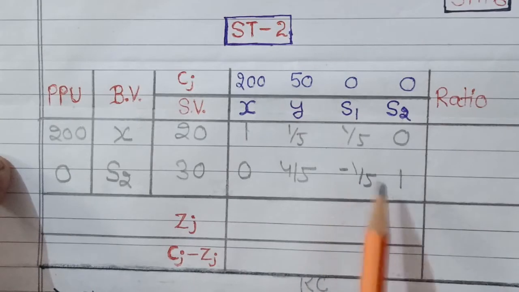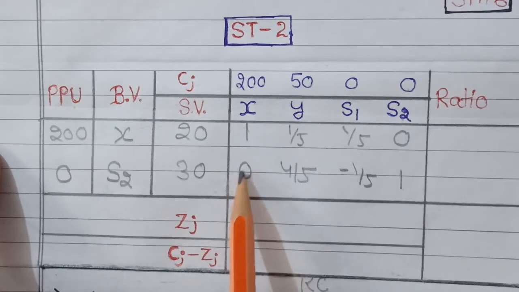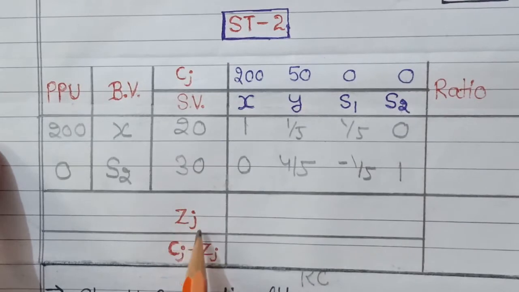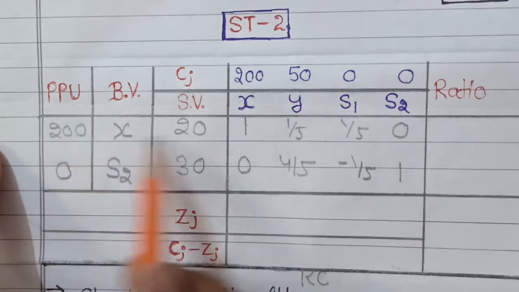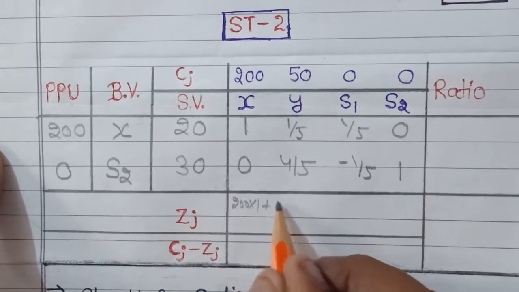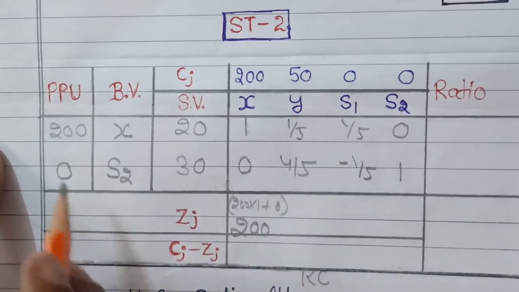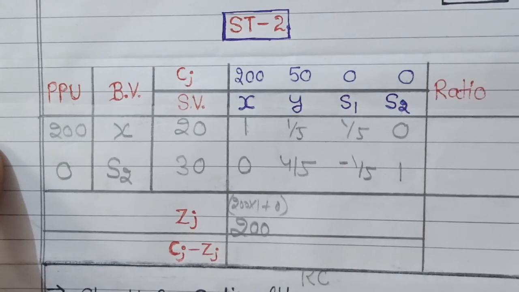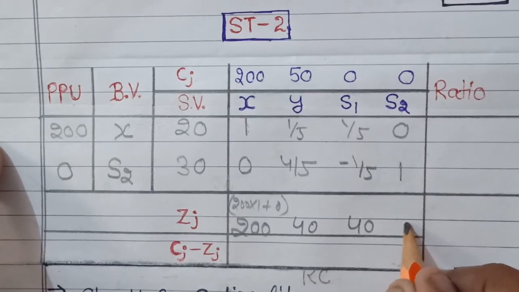So you will see that this is the simplex table 2, and we have converted these two values, and due to conversion of these two values all these values got changed. Now let us find the value of zj. The value of zj for this column will be 200 into 1, plus 0 into 0, that is 0. So if you will add these two values, this will come out to be 200. Similarly we can find the values of all these columns. So the values for all these columns are 40, 40, and 0.